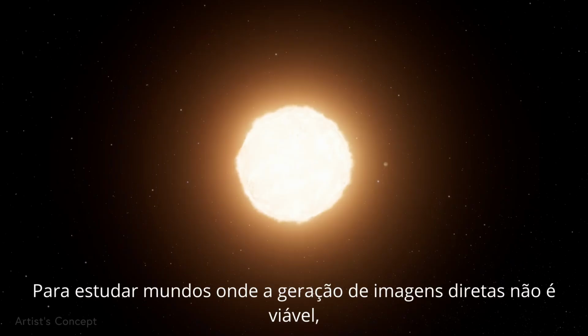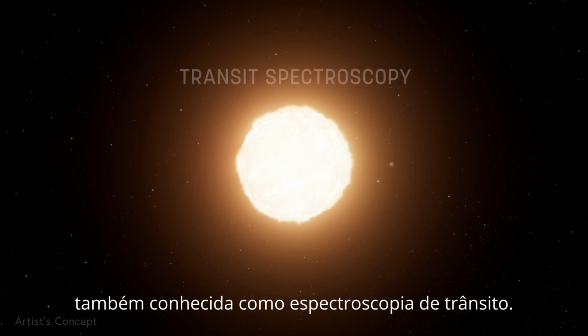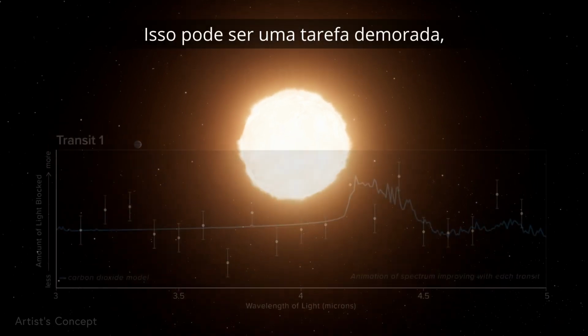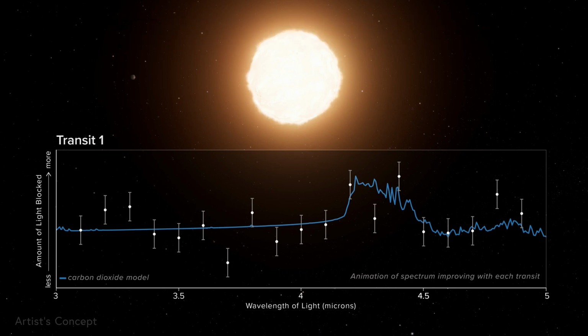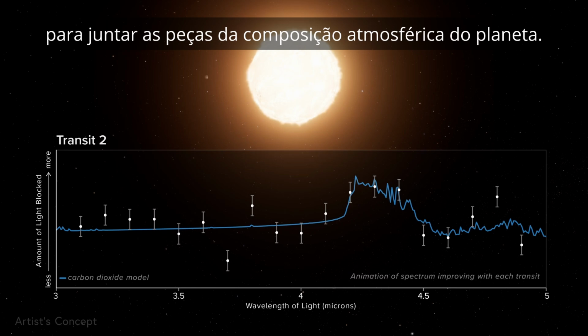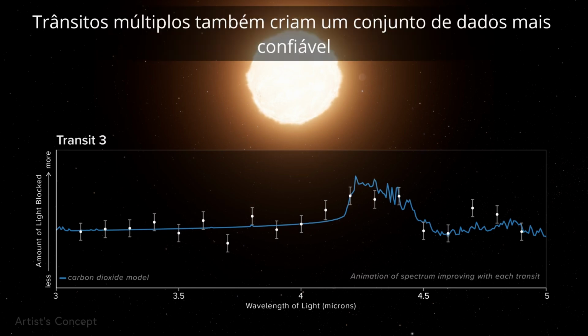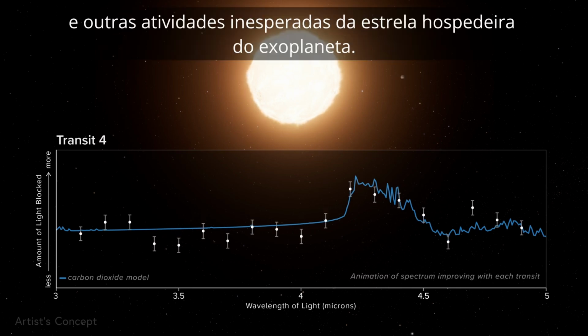To study worlds where direct imaging is not feasible, scientists use other methods, like noting the light from a star that has passed through an exoplanet's atmosphere, also known as transit spectroscopy. This can be a time-consuming endeavor as it is dependent on the exoplanet's orbital path and often entails multiple transits to piece together the planet's atmospheric composition. Multiple transits also build a more reliable data set that helps control for star spots, flares, and other unexpected activity from the exoplanet's host star.